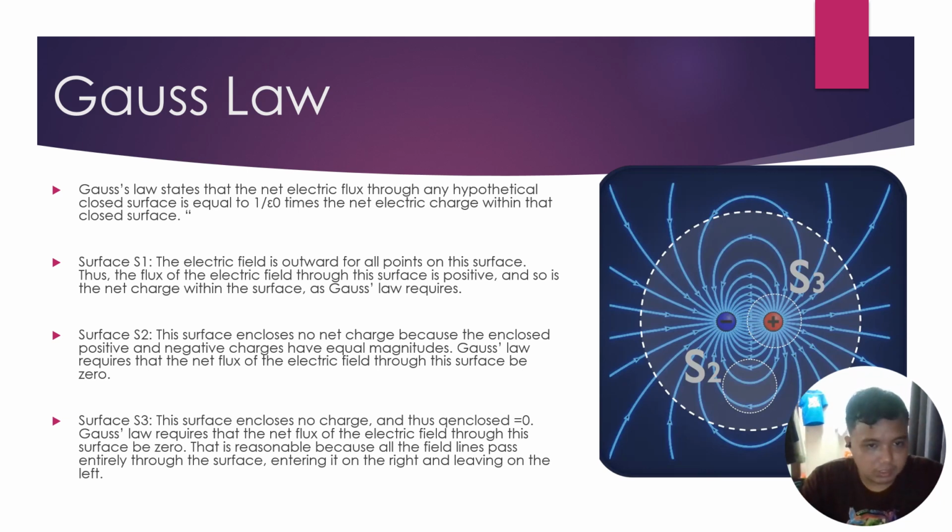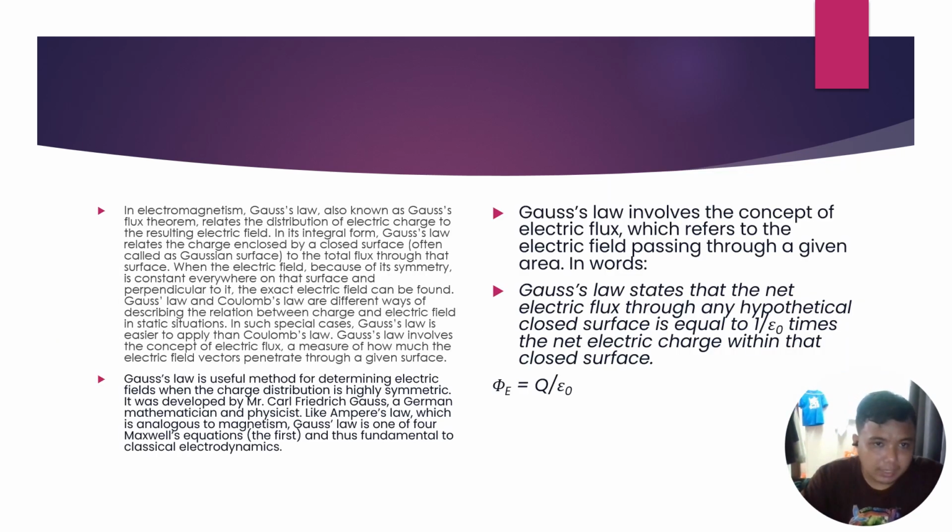For surface 3, the surface encloses no charge, so the enclosed charge term is zero. Gauss's law requires the net flux of the electric field through the surface be zero. That's reasonable because all the field lines pass through the surface, entering on the right and leaving on the left. So in electromagnetism, Gauss's law, also known as Gauss's flux theorem, relates the distribution of electric charge to the resulting electric field in its integral form.